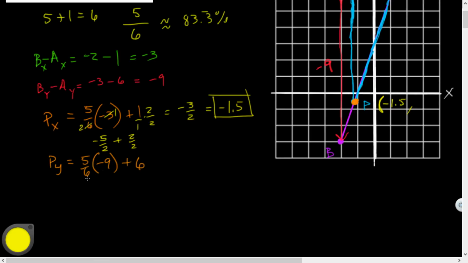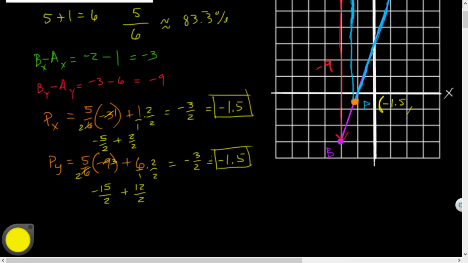So let's see. 9 and 6, both of those are divisible by 3. So 3 goes into 9 thrice and into 6 twice. 5 times -3 is -15 halves. Plus 6 over 1. I've got to get a common denominator, multiply by 2 over 2. I'm sure I've got some adding fractions videos on my YouTube channel if you want to take some time to practice. So -15 halves plus 12 halves. I just add the numerators, and I'm going to get -3 halves. Who would have thought? Man, this one problem has taken 12 minutes to explain.